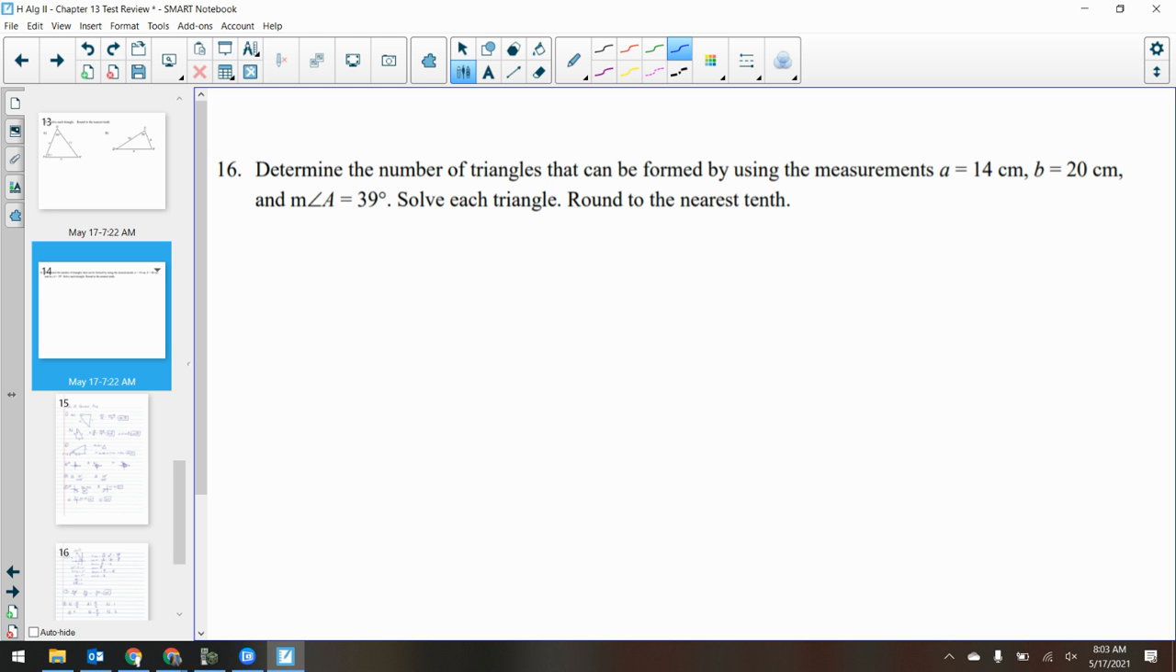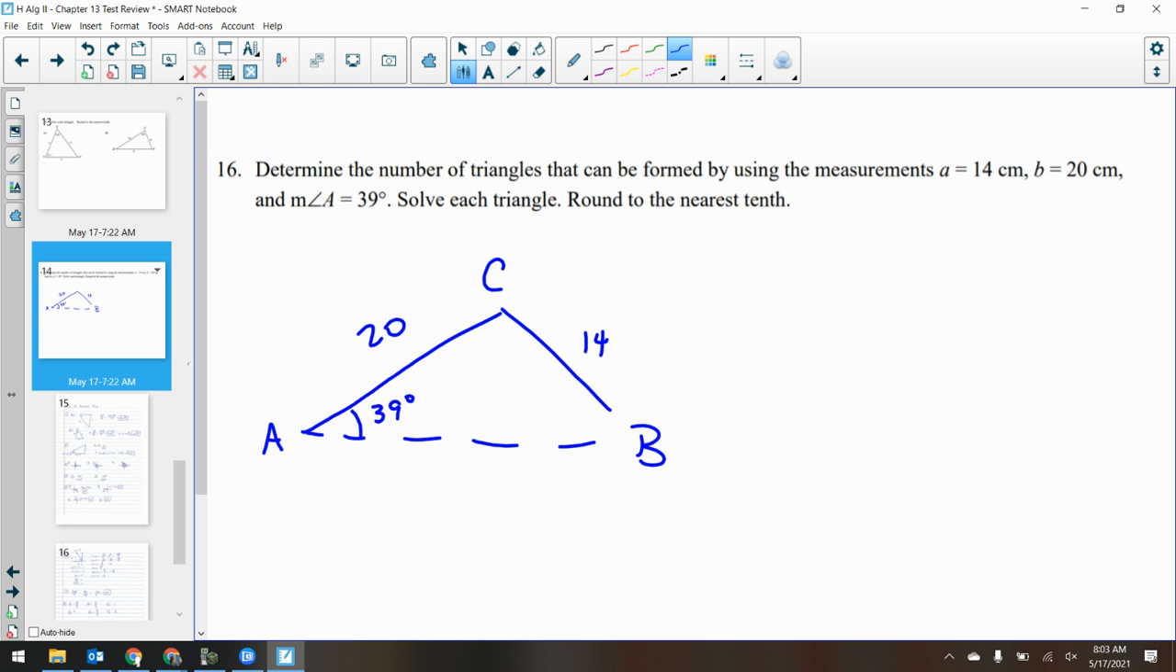Okay? So here is angle A. Remember, always put angle A at the bottom. There's 39 degrees. Side A is across from it, so that's 14 centimeters. B is 20 centimeters, so this is angle C and side C. Remember, for the ambiguous case problem, the only thing that you can do first is find angle B using the law of sines. So we say sine B over 20 is equal to sine 39 over 14.